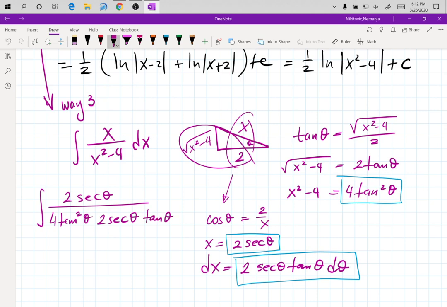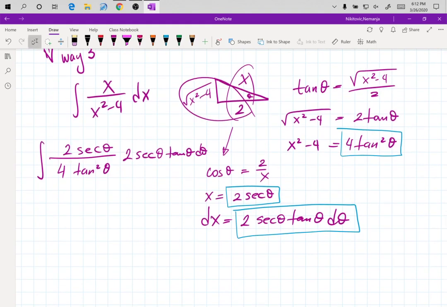Oh wait, no, that's dx. Oops, sorry. The denominator is 4 tangent squared theta. There we go. And then over here, 2 secant theta tangent theta d theta. There we go, much better.